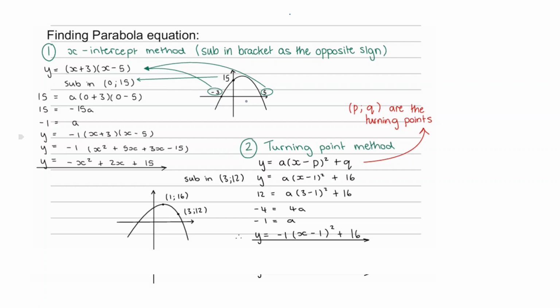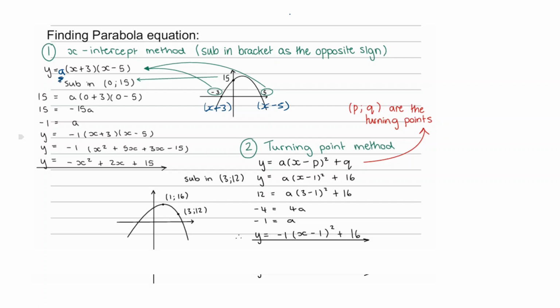If you've got the x-intercepts, so 5 and minus 3, think: if those are my answers, 5, then the bracket that gave me that answer would be x minus 5. If the x-intercept is minus 3, the bracket or factor that gave you that would be x plus 3. So you're basically just doing the opposite sign. Here would be your equation in its rough form: y equals a as a placeholder, and your two brackets.